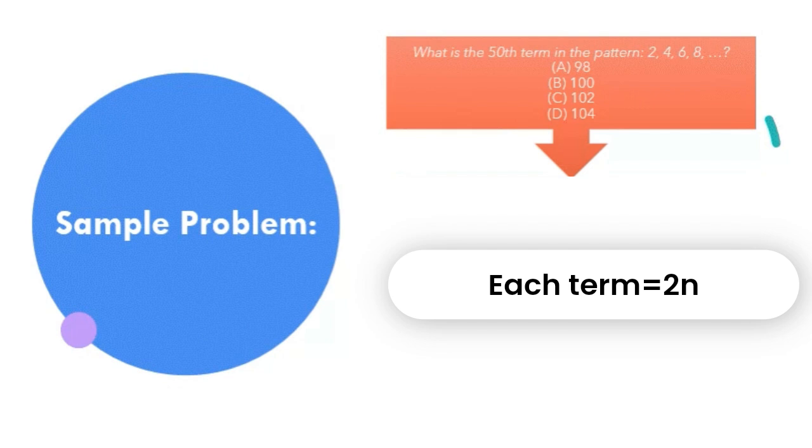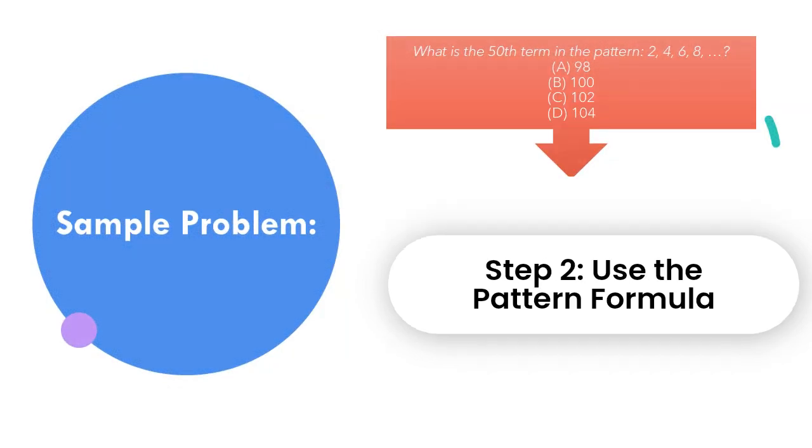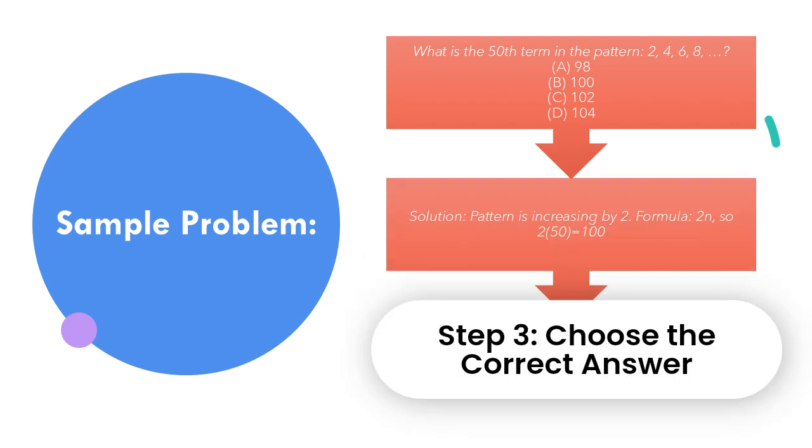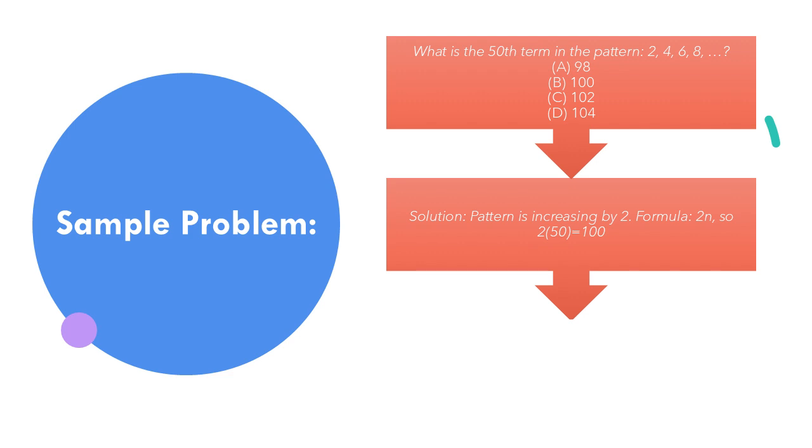Step 2. Use the pattern formula. We need to find the 50th term, so we plug in n equals 50 into our formula. 2 times 50 is equal to 100. Step 3. Choose the correct answer. The 50th term is 100, so the correct answer is B, 100.